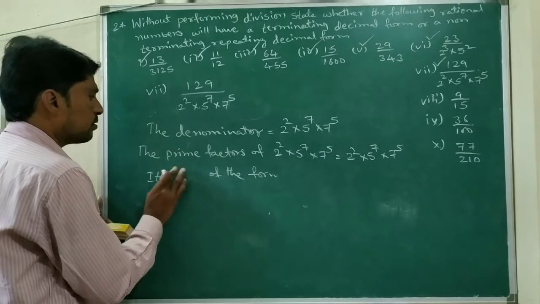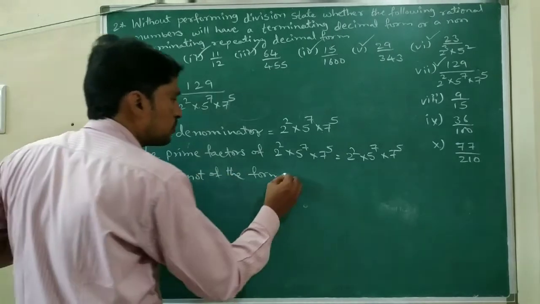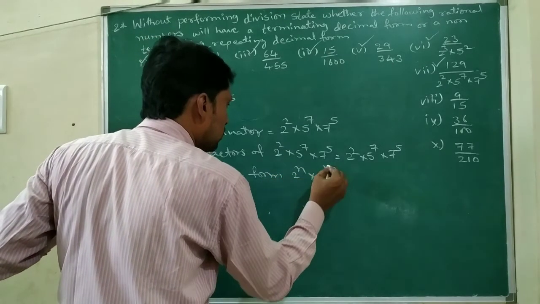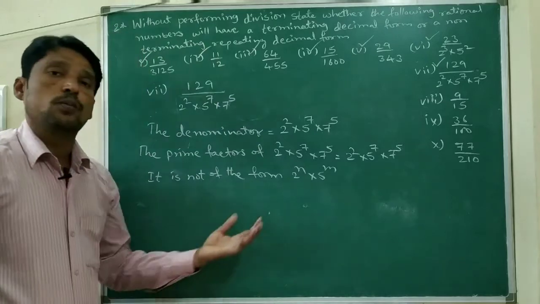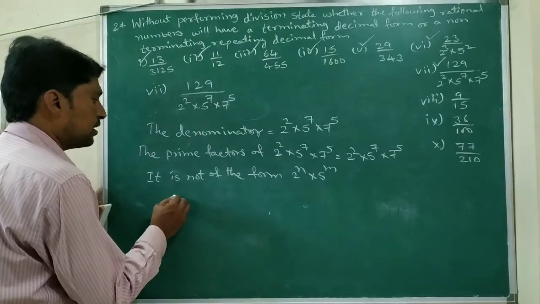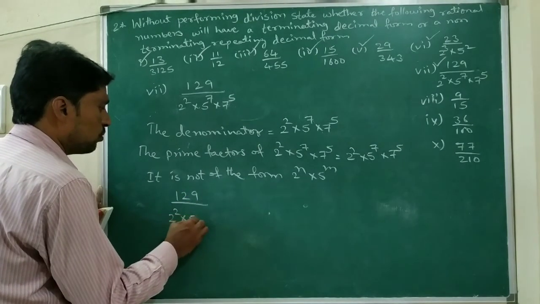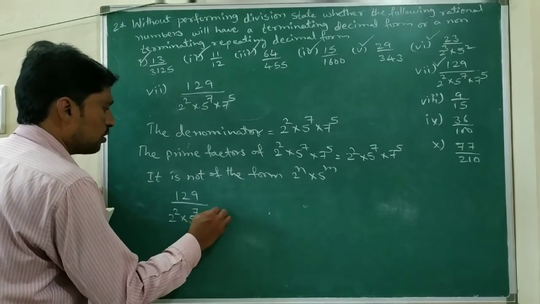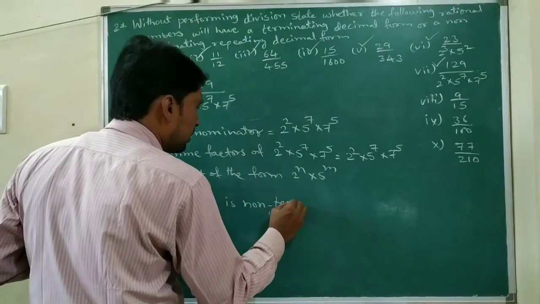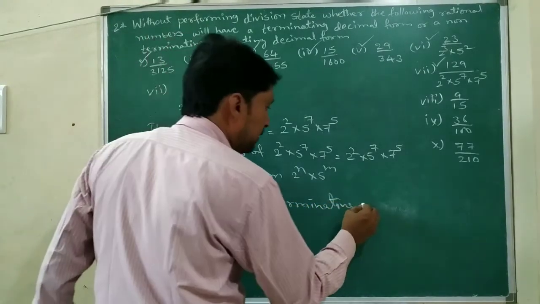So it is not of the form 2 power n into 5 power n, which means it is non-terminating and repeating decimal. So 129 by 2 square into 5 power 7 into 7 power 5 is a non-terminating repeating decimal.